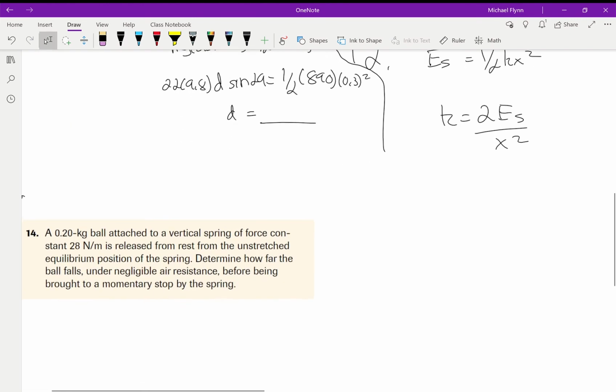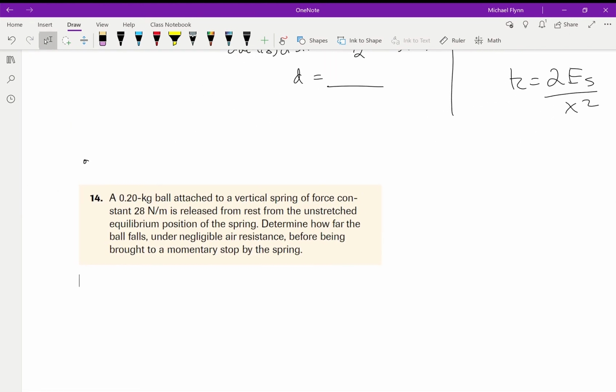All right, there's number 14. A ball is attached to a vertical spring with force constant 28 newtons per meter, released from rest from the unstretched equilibrium position of the spring. Determine how far the ball falls under negligible air resistance before being brought to a momentary stop by the spring.